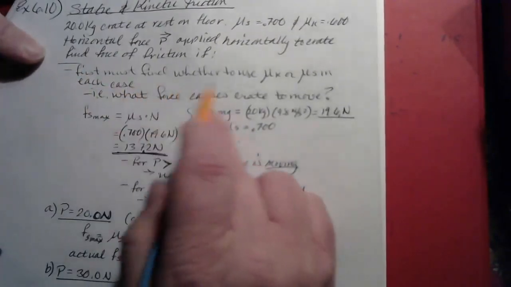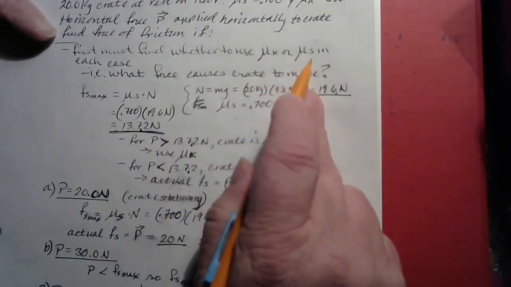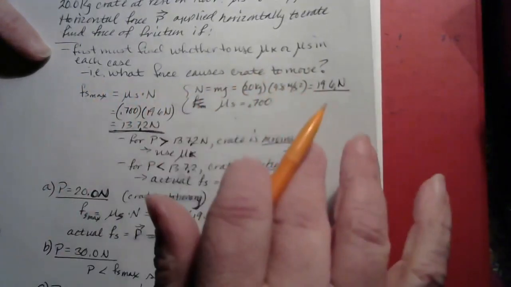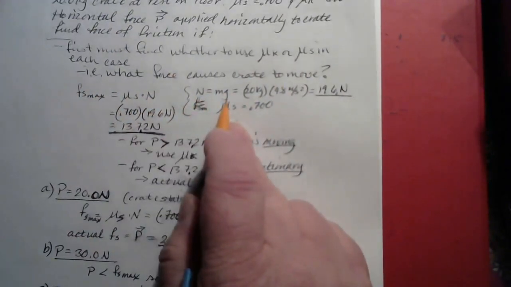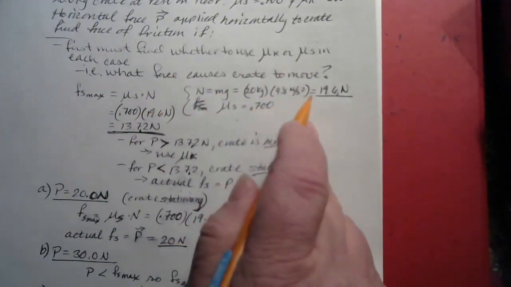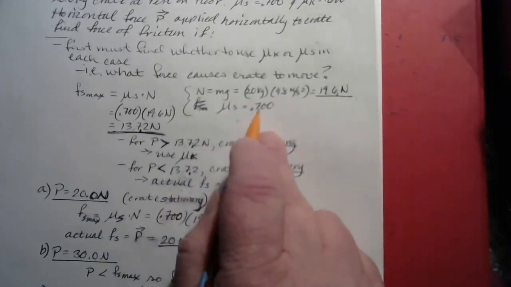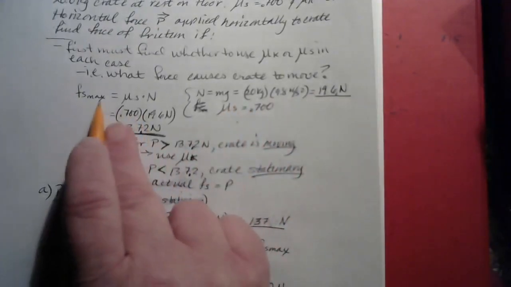Before we can actually do this, we have to find out whether to use the coefficient of kinetic friction or the coefficient of static friction in each case. In other words, how much force will cause the crate to move? So that's the first thing we do. We know that Fs max equals mu sub s times N. N in this case is equal in magnitude to the weight, which is mass times gravity. So that's 20 kilograms times 9.8 meters per second squared. That's 196 newtons. And mu sub s is 0.7. So when we figure out what Fs max is, it's 137.2.